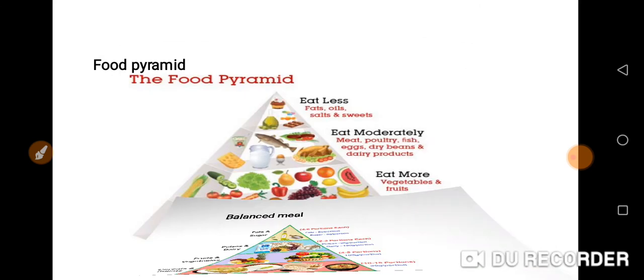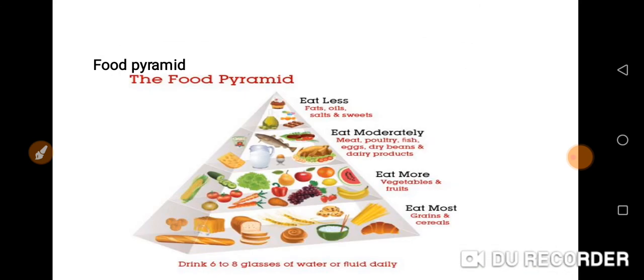And as you can see, the next one, the food pyramid. You can see the food we need to eat less: all this junk food, chocolate, we need to eat less of them. Sweet, fatty foods. Then we need to eat moderately of meat, poultry, that is chicken, fish. Then the next one, we need to eat more, which are fruits and vegetables.